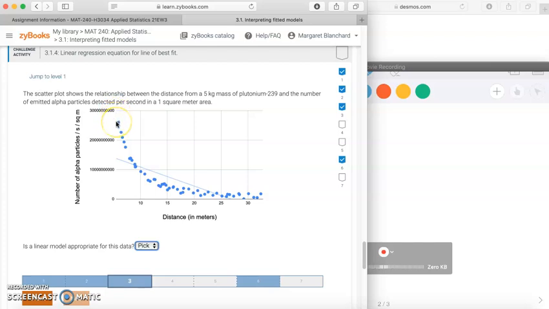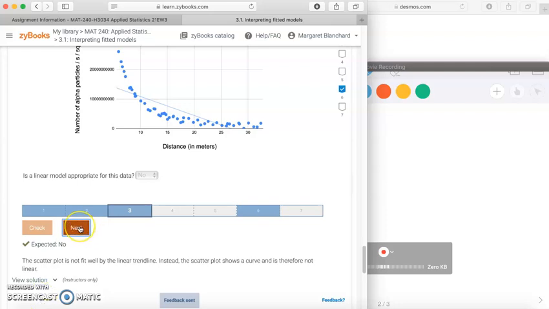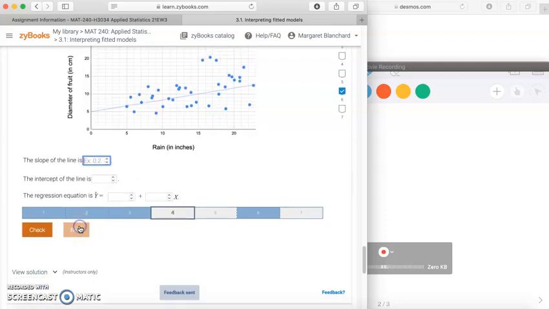One thing that I noticed right off the bat is that we have a very curved pattern here. We do see a pattern. This is definitely a non-linear pattern due to that curve. All right, so is a linear model appropriate? No. All right, that's expected, so correct. Let's go to the next one.